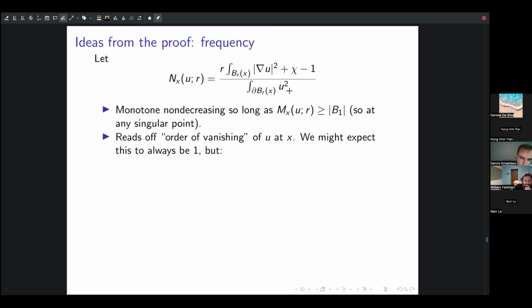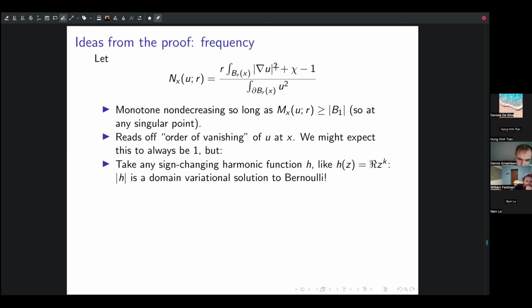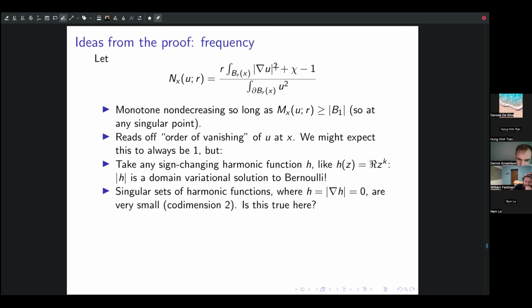And it's supposed to read off the order of vanishing of U at X, right? That's sort of the idea behind these frequency formulas. Ignore this part. So then this is reading off the homogeneity of U at X asymptotically. You might expect this to be 1, but as I mentioned for that harmonic function example, it can also be larger. But those harmonic functions have singular sets which are codimension 2, where the points with higher frequency than 1 are codimension 2. You can ask, is that still true here?